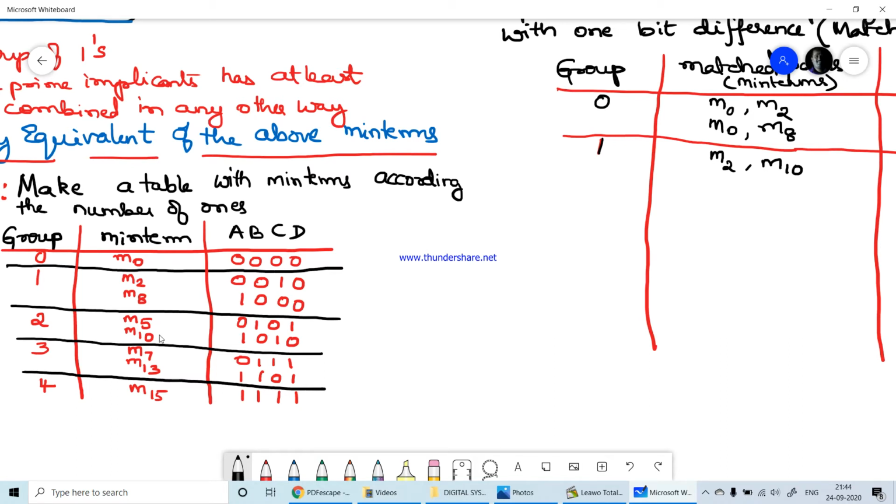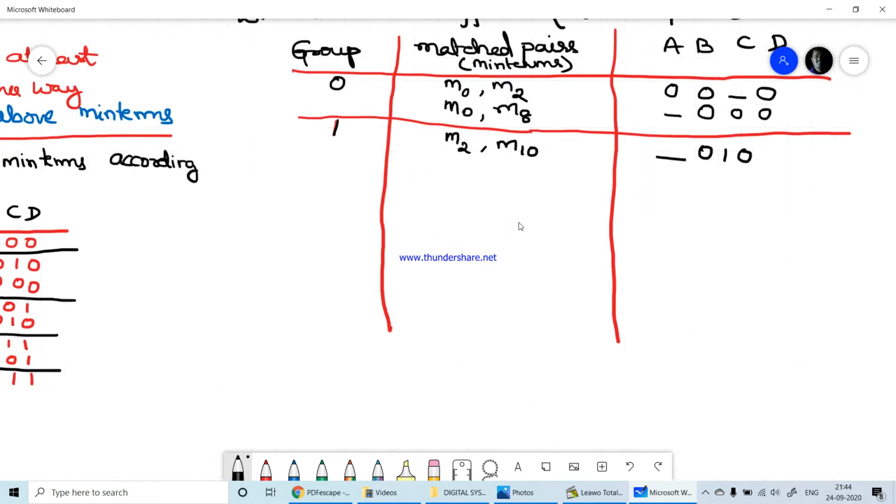Now M8 is matched with M10. So 1, 0, 0, 0 and 1, 0, 1, 0. So 1 and 1, 0 and 0, 0 and 1, 0 and 0. Therefore, we have a third bit difference, so M8 and M10 can be grouped. That will give me 1, 0, dash 0. I hope further comparison in group 1 and group 2 is not possible. Therefore, this is group 1 in this particular table.